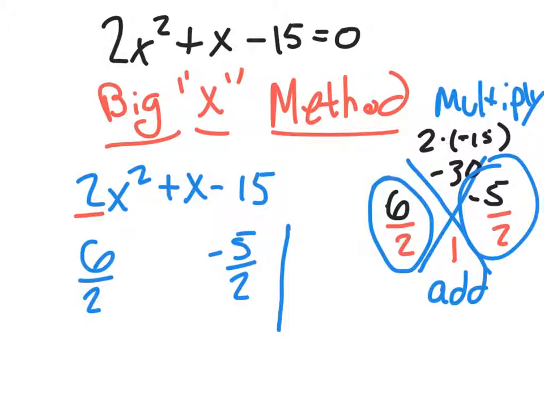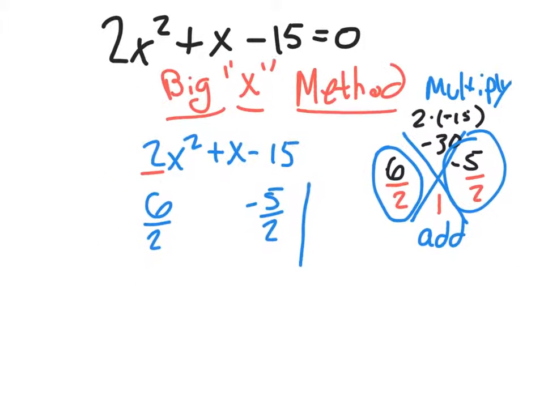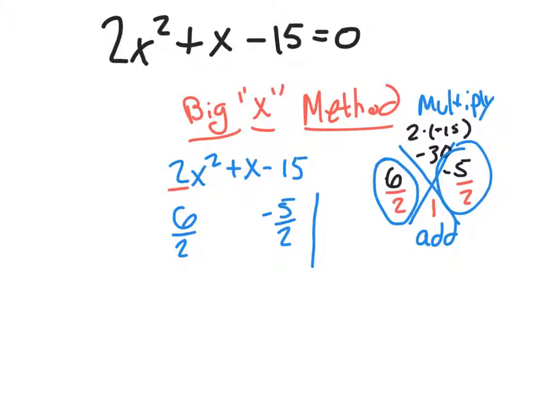Okay, what I mean by reducing that fraction is you're going to actually break that down, okay? So 6 over 2 is equal to what? It's equal to 3 over 1. And negative 5 over 2, that actually doesn't break down. So here's your two final pieces.